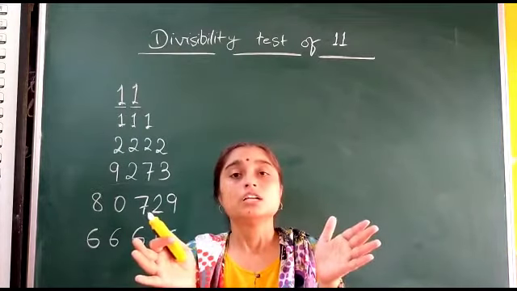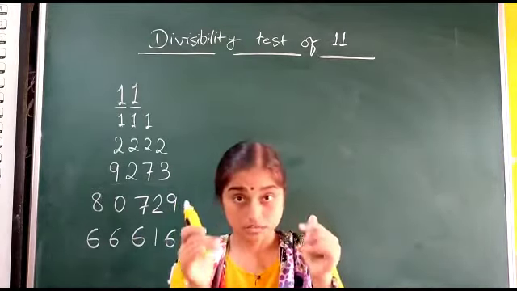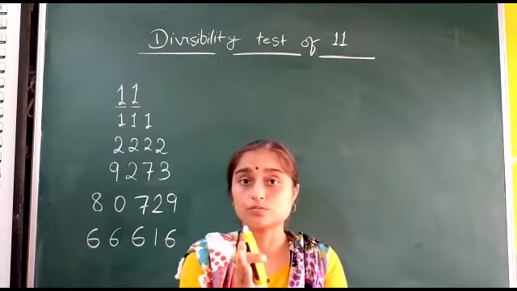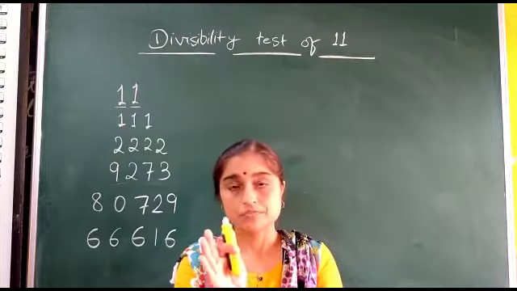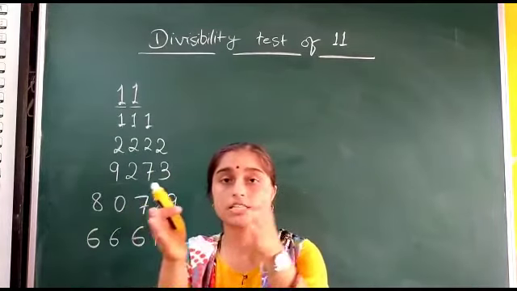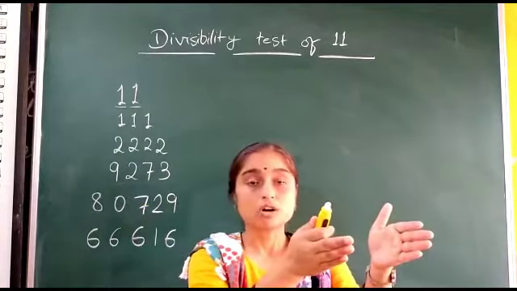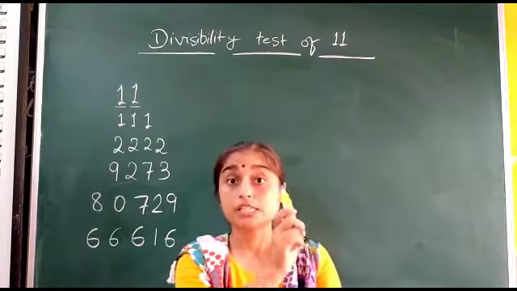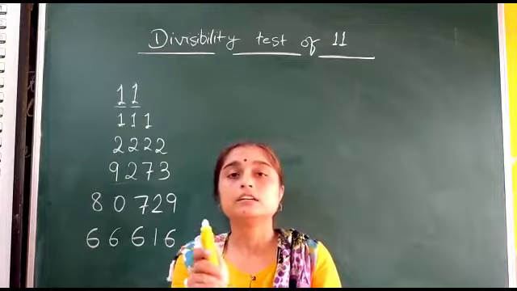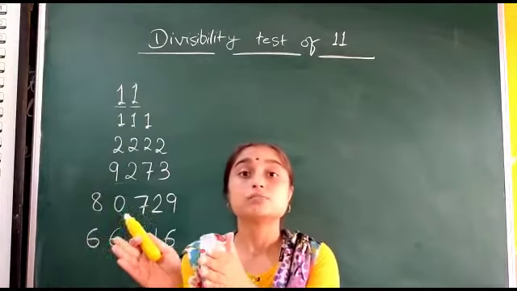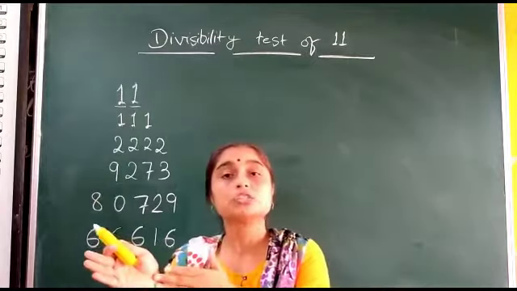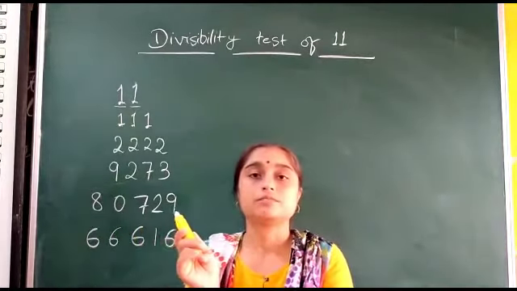Now if the difference after subtraction, the number that you are getting, if that is 0, understand? Sum of odd place numbers minus sum of even place numbers is equal to 0, then the number is divisible by 11. If that is not 0, the number is not divisible by 11.